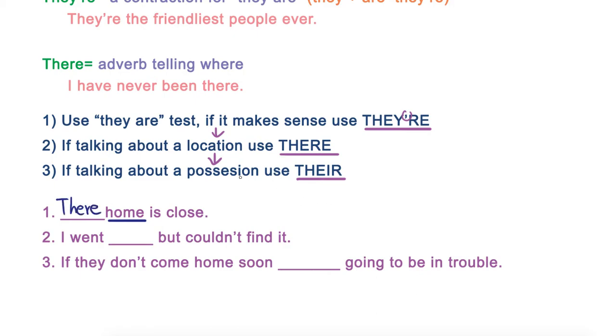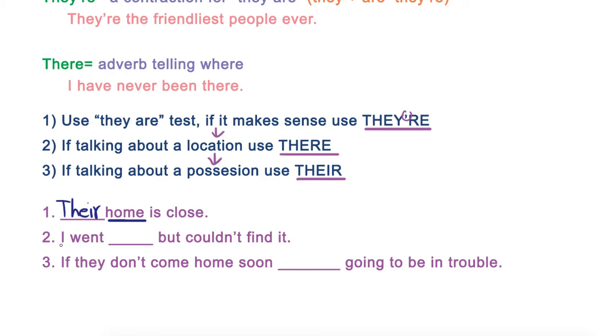Nope. Sorry, that's actually incorrect. It is talking about location, but it's talking about whose home. It's talking about their home. So you actually use their. Their home is close. This is a little bit tricky. Sorry, this test is not perfect. But since it's talking about a possession, something that someone owns, their home, the home that's theirs, you would use this their.